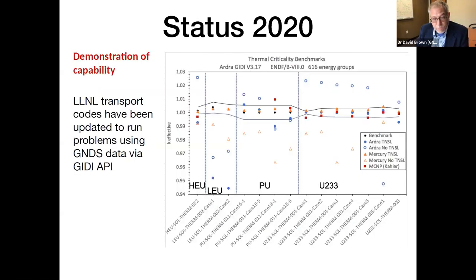This is my last slide. I just want to show that it's not just that we have a format defined and we're talking about how wonderful it is, but it's actually in production. These are simulations from Livermore of their processing codes using GNDS format data and the GIDI API. And it's a pretty busy plot. What's important is the band in the middle with the error band. Each one of these is a different critical assembly simulation. The target is not the black benchmark data, really. It's MCNP, because we were simulating the decks as represented in MCNP. So you're looking to compare the orange triangles with the red squares, and you see that overall they're in very good agreement. And if you can read the labels, you can see that it also includes support for thermal neutron scattering, which was something that was always problematic in Livermore codes.